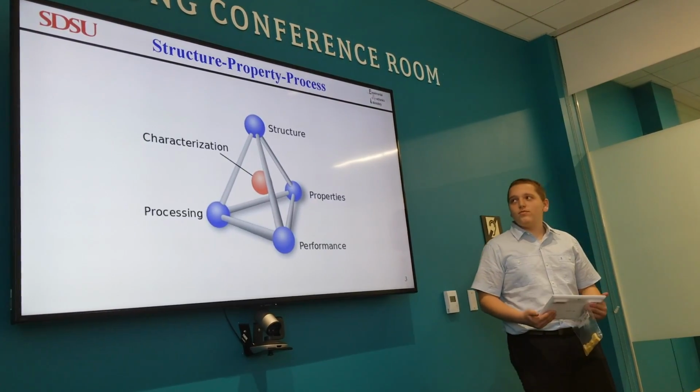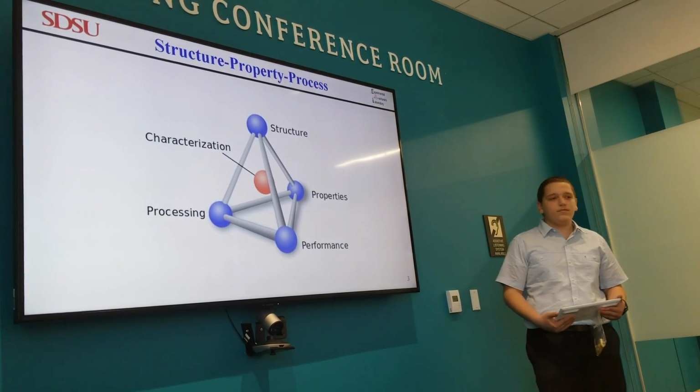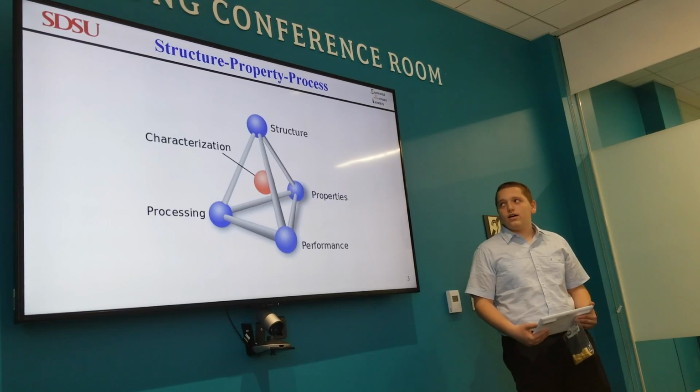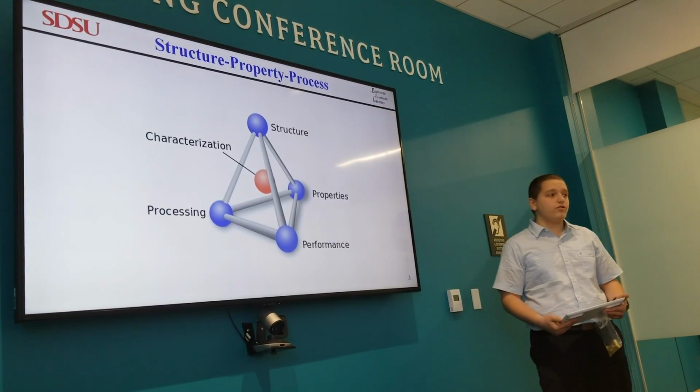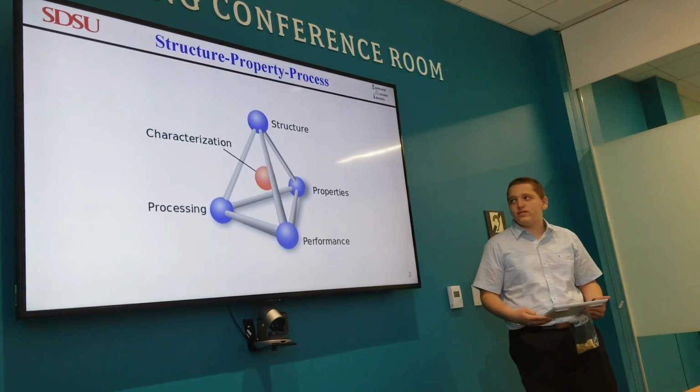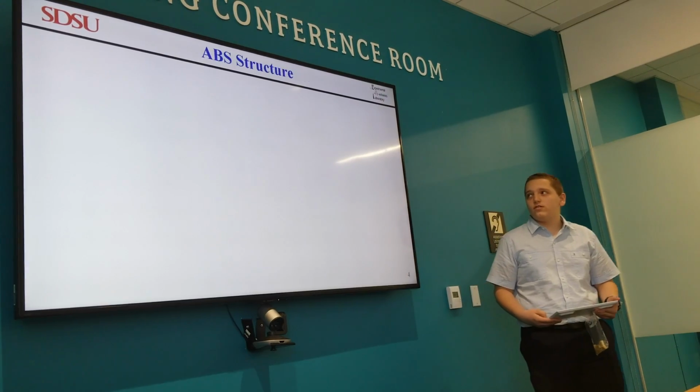So something that's commonly used in the material science world is the structure property process tetrahedron. This basically shows how the structure, properties, performance, processing, and characterization of an object all interrelate. And for this presentation, I mainly focused on the structure.